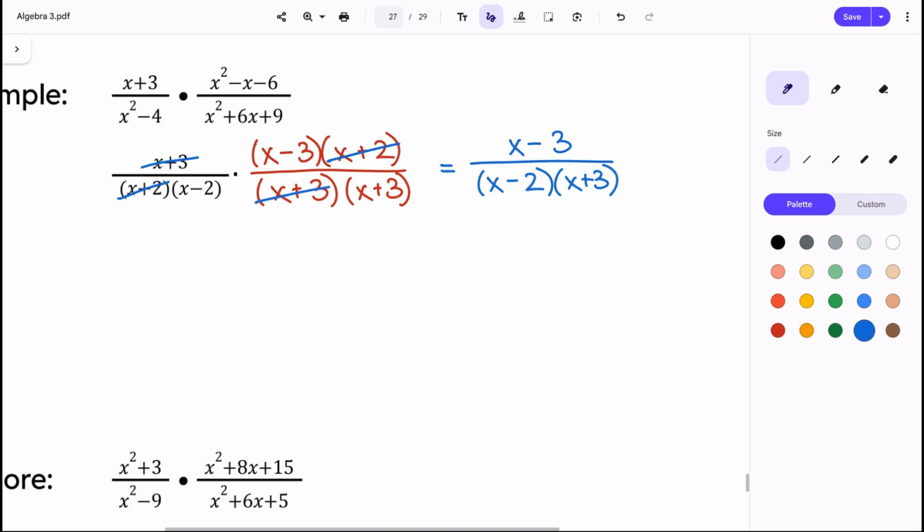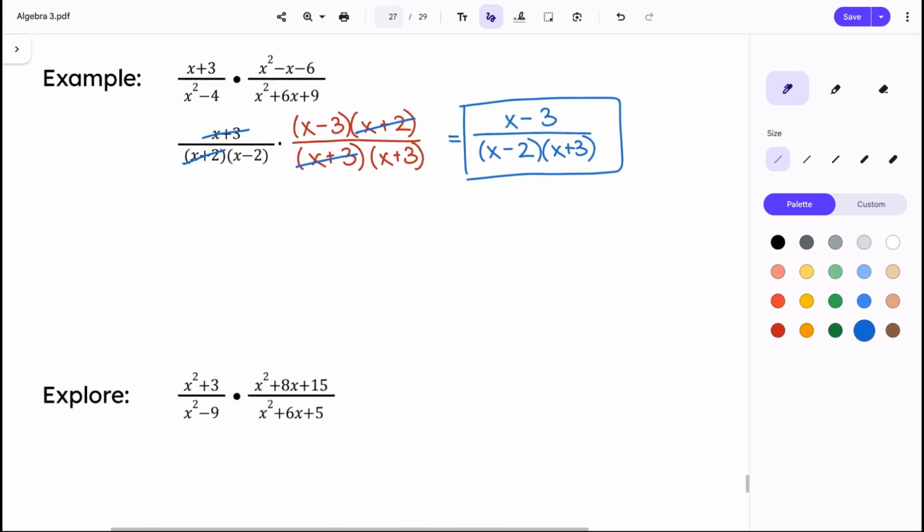They don't ask for the undefined expressions, but if you needed to state that, you'd have to look at all the pieces that are in the bottom right now. So you'd have to look at the x plus 2, x minus 2, x plus 3. You'd have to set all of those equal to 0 and state that. But I'm not going to worry about doing that at the moment. Just make sure on a homework assignment or something, read the directions, and if it asks for the excluded values, then you have to state them. Okay? All right, why don't you guys go ahead and try that second one?